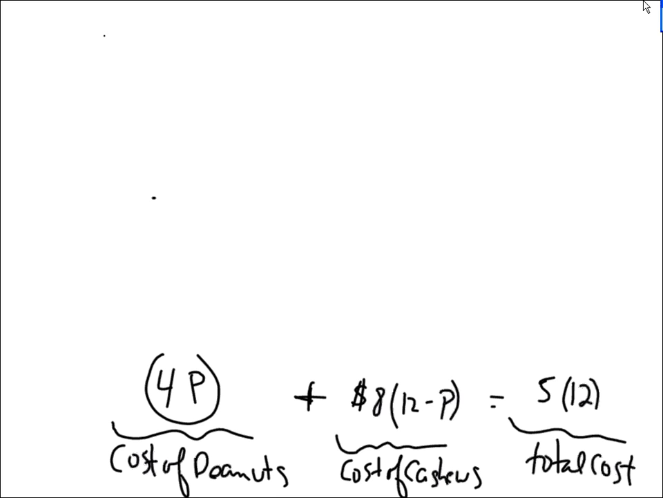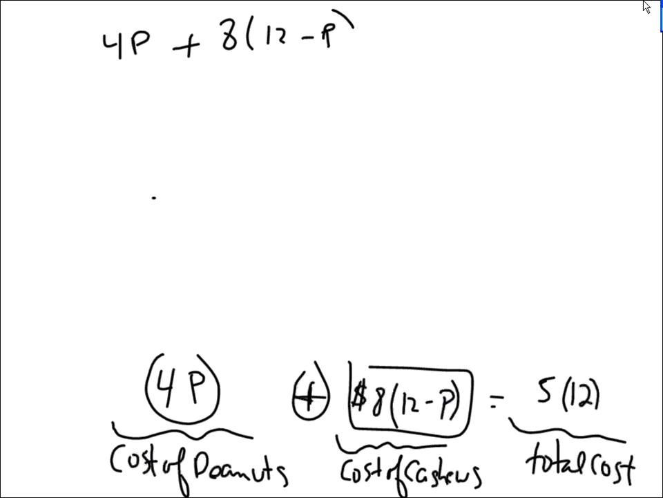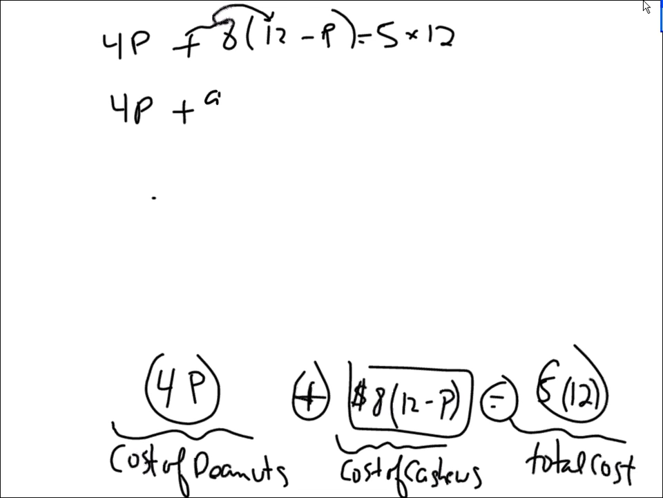4 times P plus 8 times (12 take away P), and this should equal 5 times 12. So you have for P, positive 8 times 12 is positive 96. Positive 8 times negative P is negative 8P, and this is equal to 5 times 12 or 60.